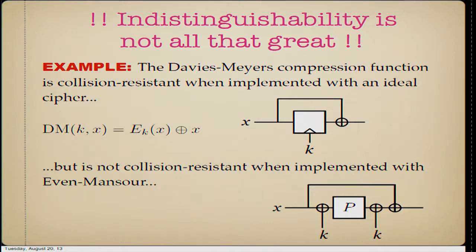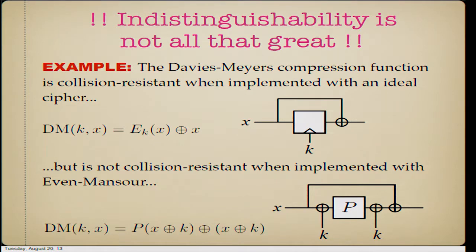So this is what it looks like when I replace the block cipher by Even-Mansour. And if you look at it algebraically, the expression is that this Davies-Meyer of kx becomes P of x plus k. Yeah, here's P of x plus k. And then we XOR at the end, again, x plus k.